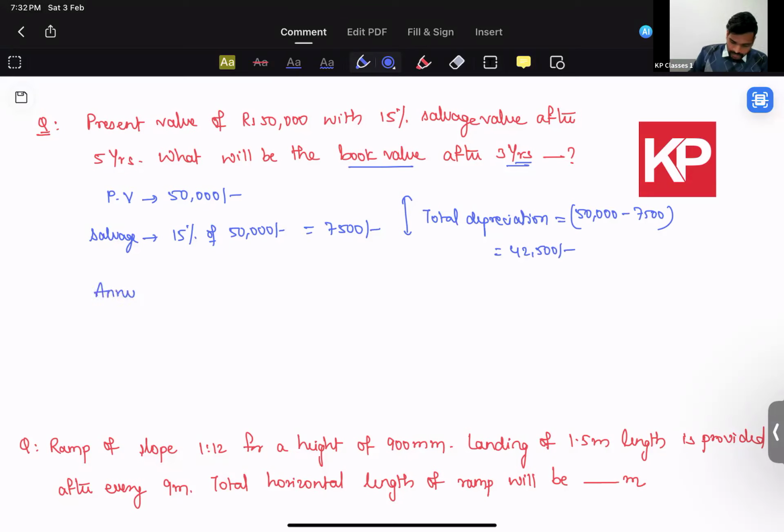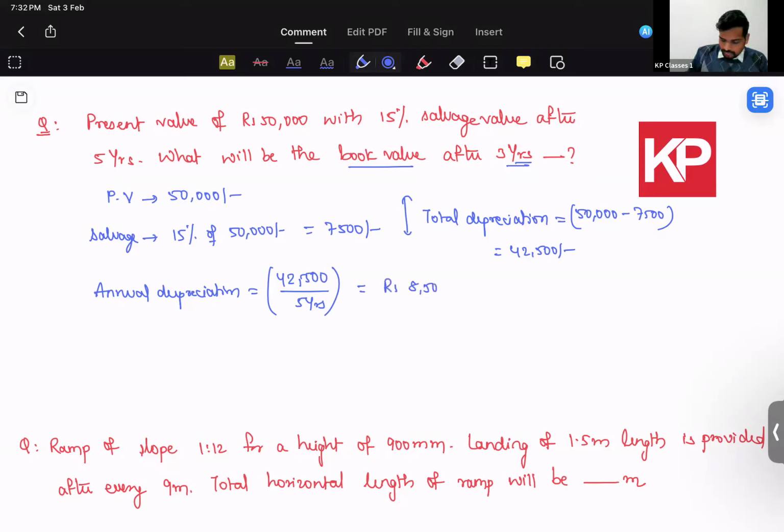Now from this, you can calculate the annual depreciation, that is depreciation per year. Annual depreciation is equal to the total depreciation of 42,500 divided by the number of years, that is 5 years. So that's going to give you 8,500 rupees per year. Now we need to find out the book value after 3 years.